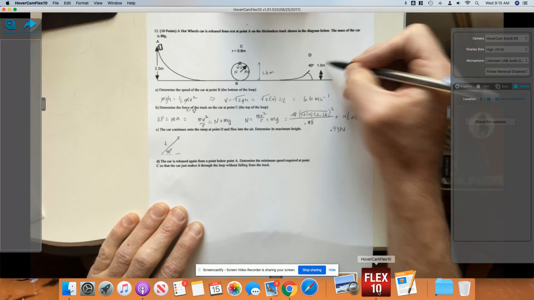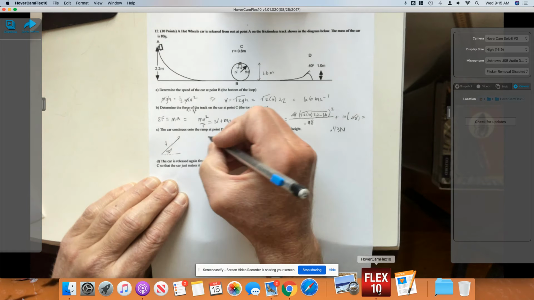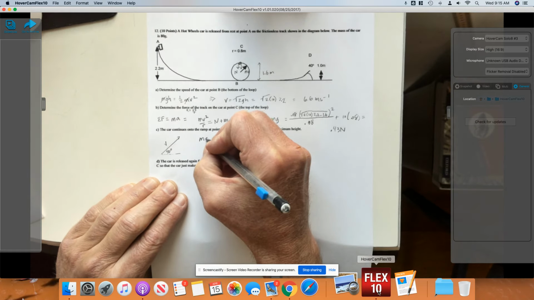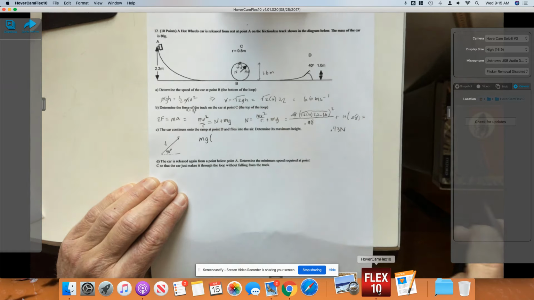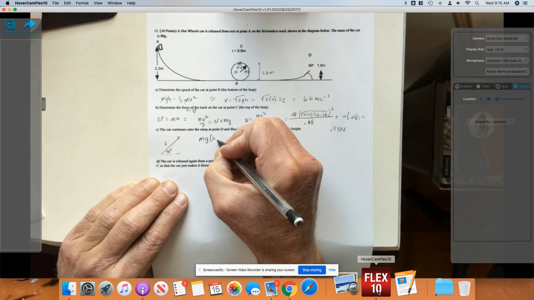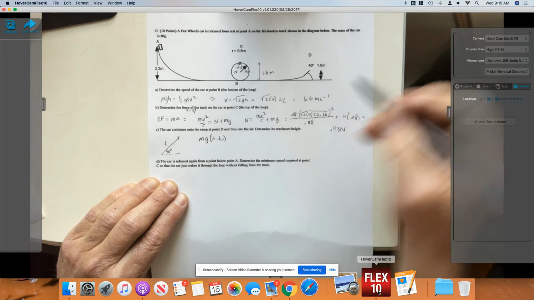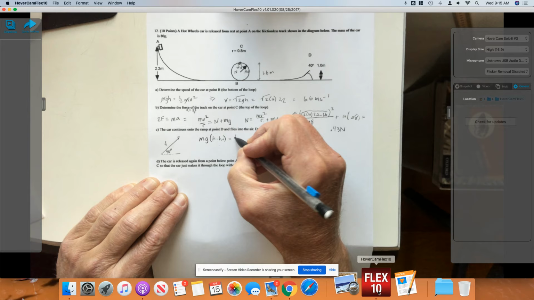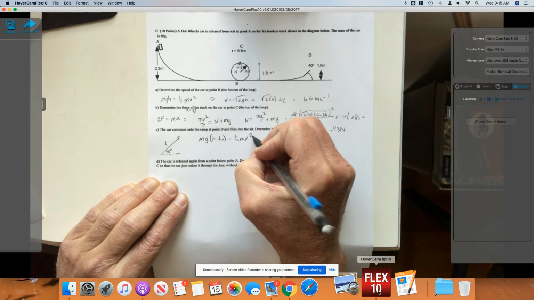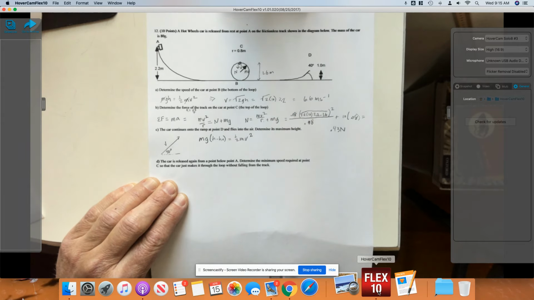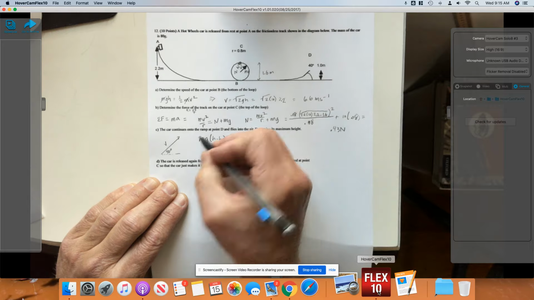And so right here, I'm going to say mg, in this case, h is height minus my original height. And that's going to equal 1/2 mv squared. And then when I put that all together, I can notice that my masses cancel right there.